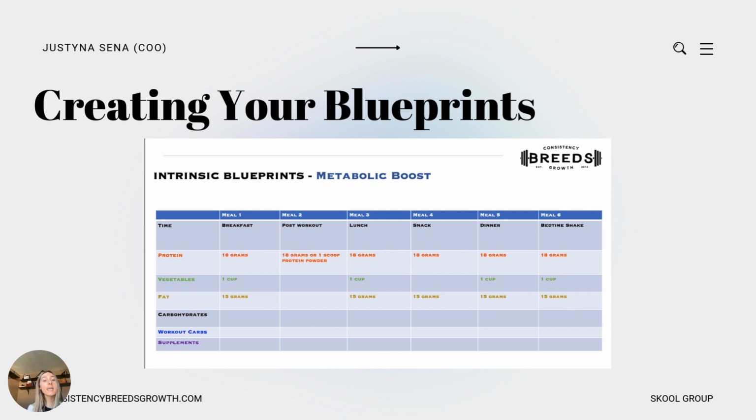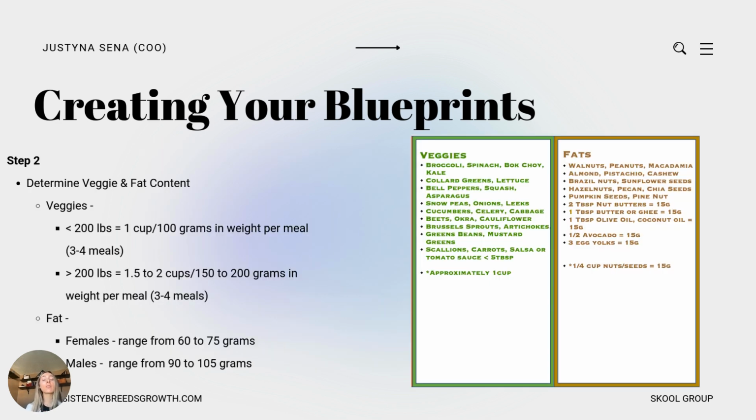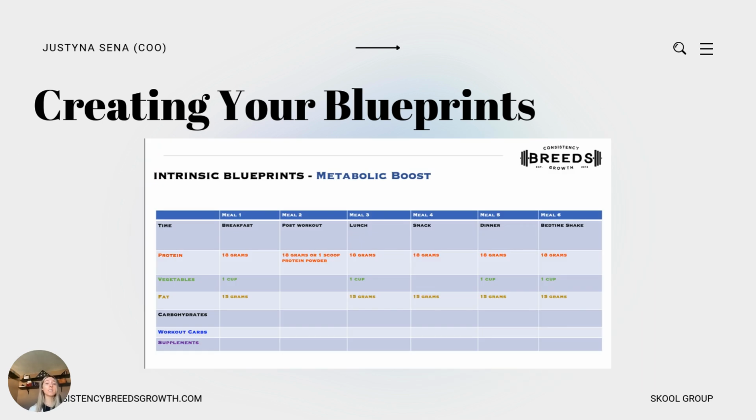So in order to hit, let's say 15 grams of fat for a meal, we look at this macro cheat sheet. Everything is in the rules of 15s, right? 15 grams of nut butter will be about 2 tablespoons. 15 grams of a regular butter will be about 1 tablespoon. A half of avocado is 15 grams as well. So that's why we have the rules of 15s. It makes prepping your meals much easier.